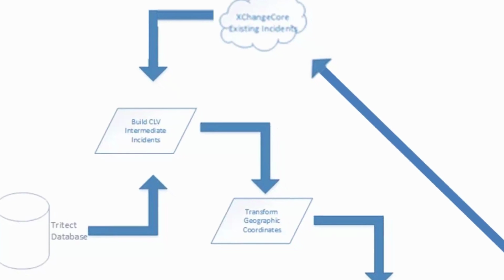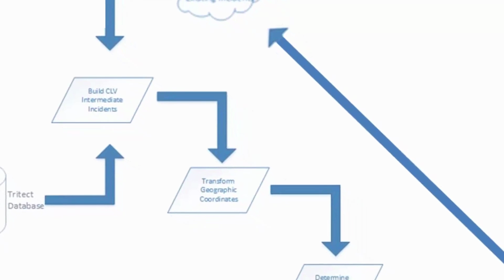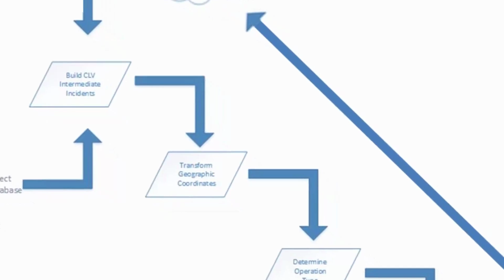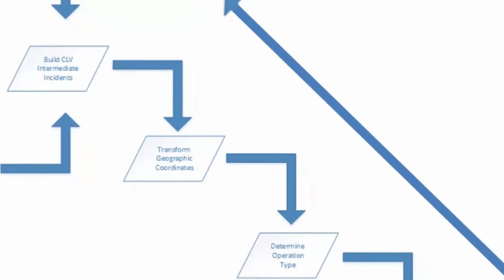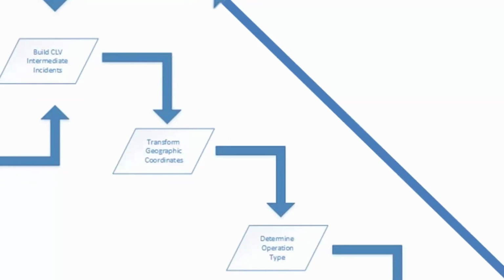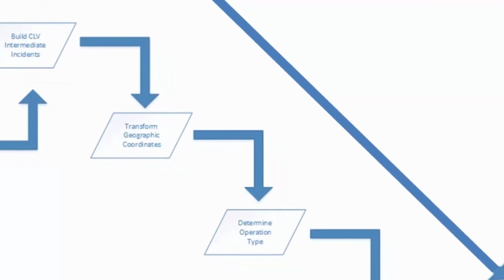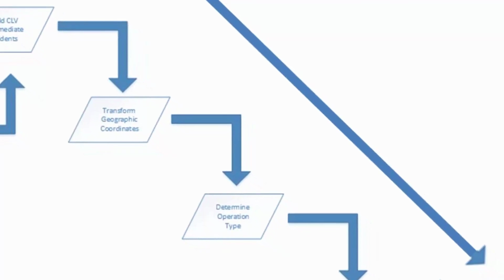With all the data in the correct format, I simply looped through each CLV incident object checking the status. If it was new, I'd add it to the core. If it was existing, I'd check the close date time field on the record to see if it contained a value. If it was blank, I'd update the record. If it contained a value, I'd close and archive it in XchangeCore. Using this method, we were able to easily pass Tritech data to the core at whatever interval we wanted.